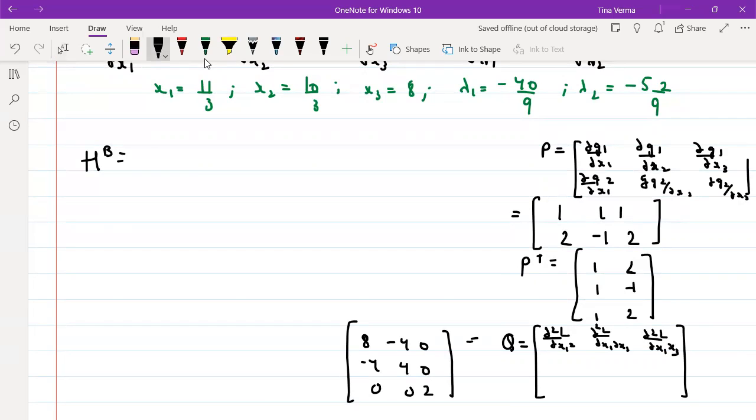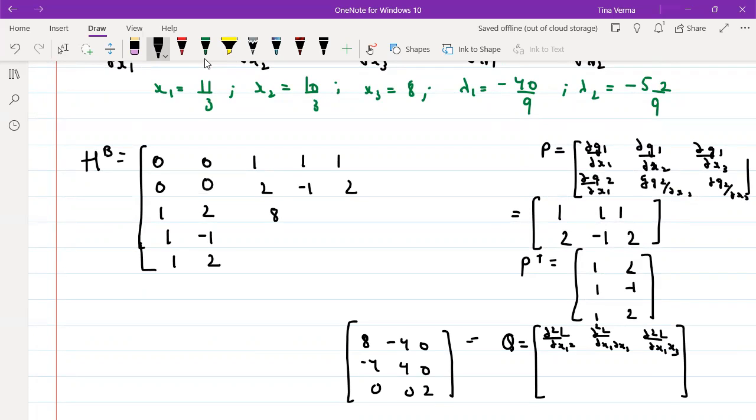Now we will construct the Hessian bordered matrix. अगर आपको confusion हो order लेने में, आप पहले P लिख लिया करो. So you can write here 1, 1, 1, 2, minus 1, 2. इसका मतलब आपकी 0, 0 की दो तो है ही है. You can write the P transpose, that is 1, 2, 1, minus 1, 1, 2. And this matrix, it means here is your 0, 0.